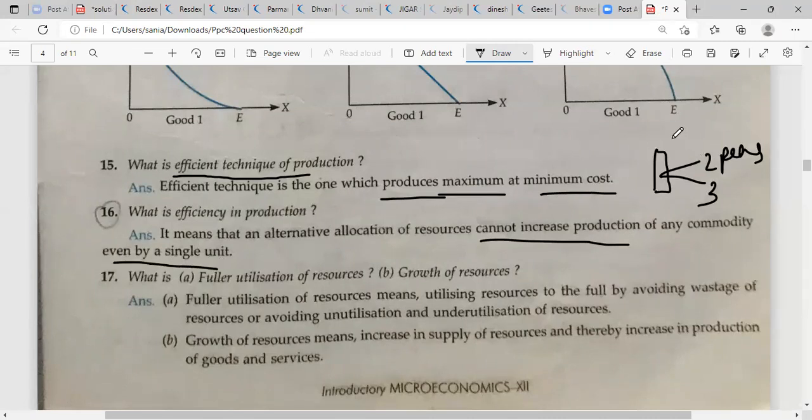If from this resource you can produce 2 pens, so you will only produce 2 pens. You cannot produce 3 pens. No, you cannot compromise with the quality. Clear? Yes, ma'am. Yes, teacher. Okay.